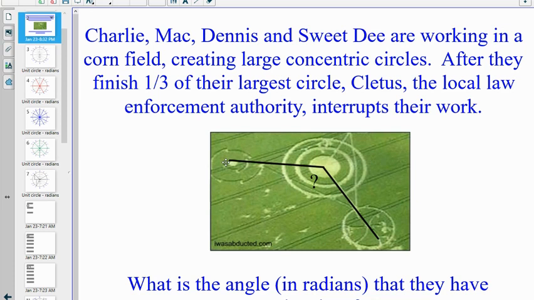There's a couple ways of looking at this, but I think the easiest way of thinking about this is all the way around a circle is 2 pi radians. That's our definition of what a radian is. So if it's 2 pi radians all the way around and we're looking at one third of that, the answer is simply 2 pi divided by 3.